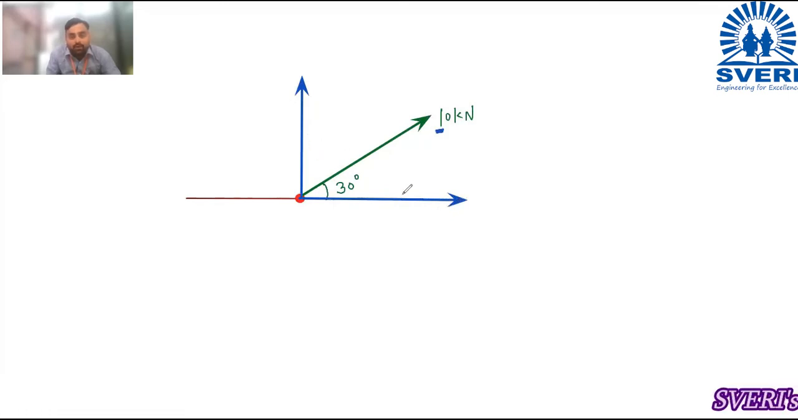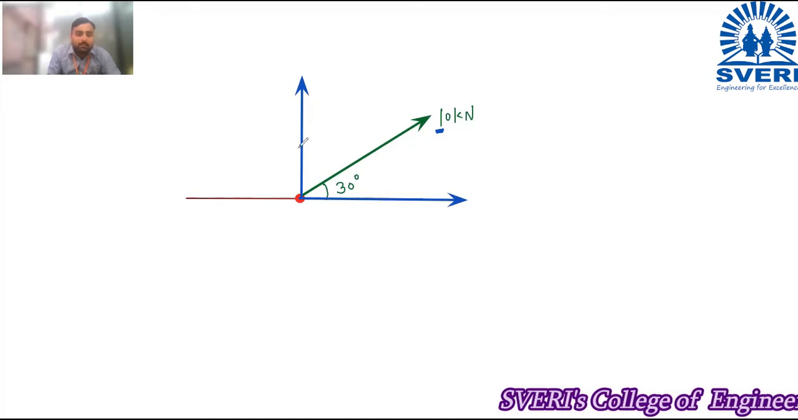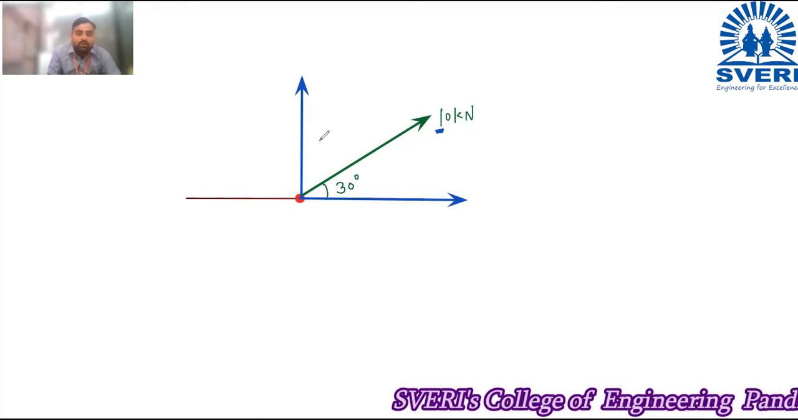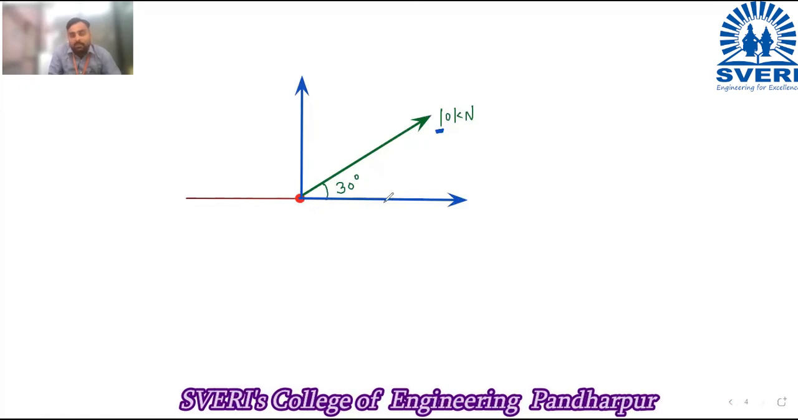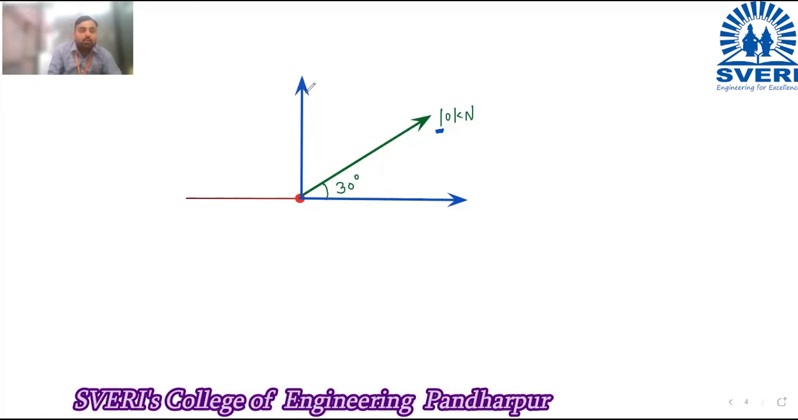So now we have drawn these two lines, these two component forces. These are called the components of this force. So these two are the components which we have drawn. One is parallel to x-axis, one is parallel to y-axis.